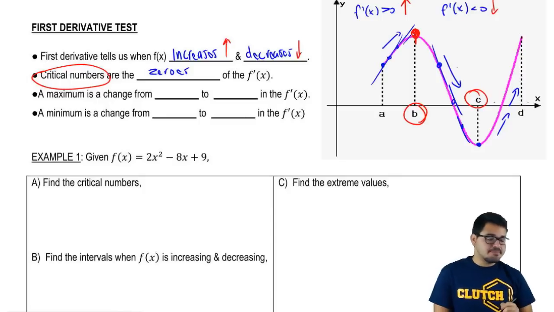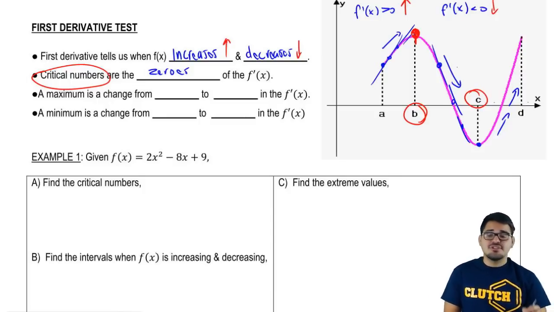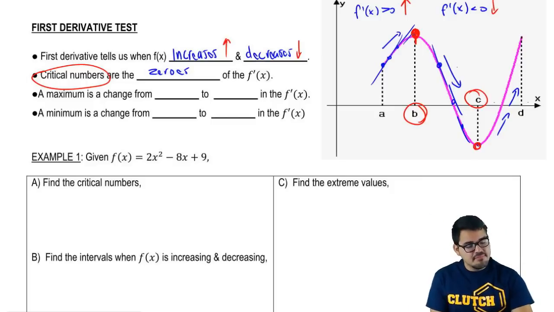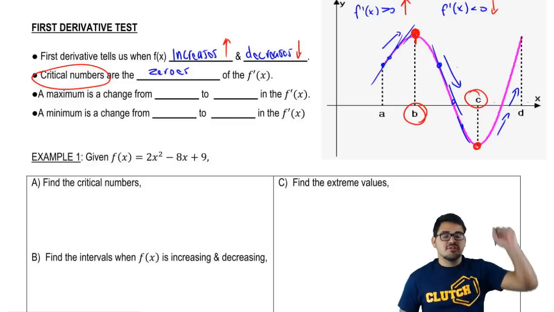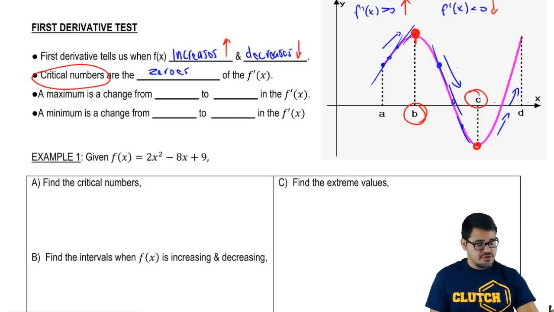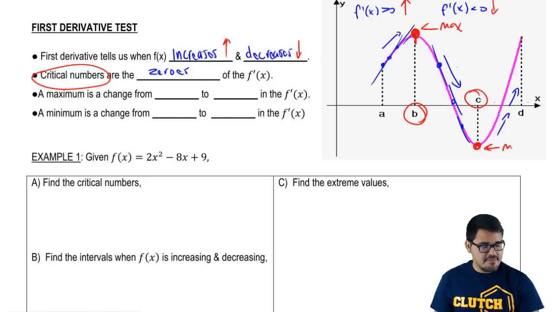And here at c, it is going to go from decreasing to increasing, therefore it's going to form a minimum value, right? Because it's going to form a high point in our function and then a low point in our function. So we're going to call this right here a max, and we're going to call this right here a min.